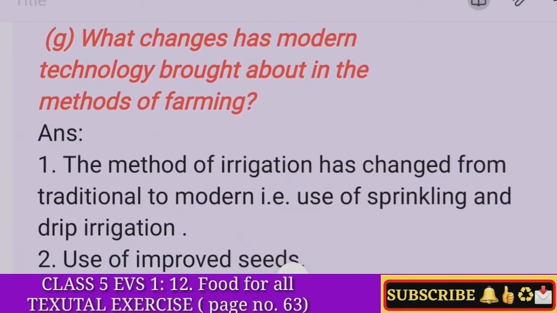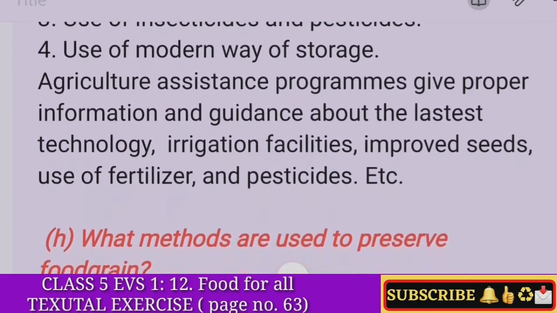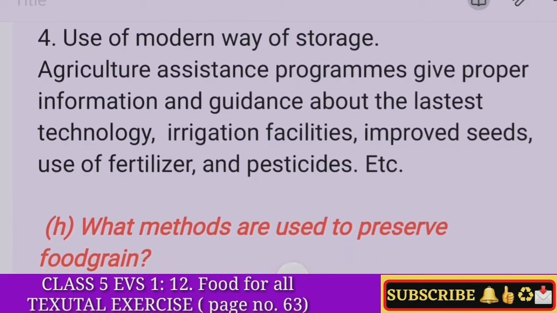G. What changes have modern technology brought about in the methods of farming? The answer is 1. The method of irrigation has changed from traditional to modern, that is, use of sprinkling and drip irrigation. 2. Use of improved seeds. 3. Use of insecticides and pesticides. 4. Use of modern way of storage. Agriculture assistance programs give proper information and guidance about the latest technology. Irrigation facilitates improved seeds, use of fertilizers and pesticides, etc.